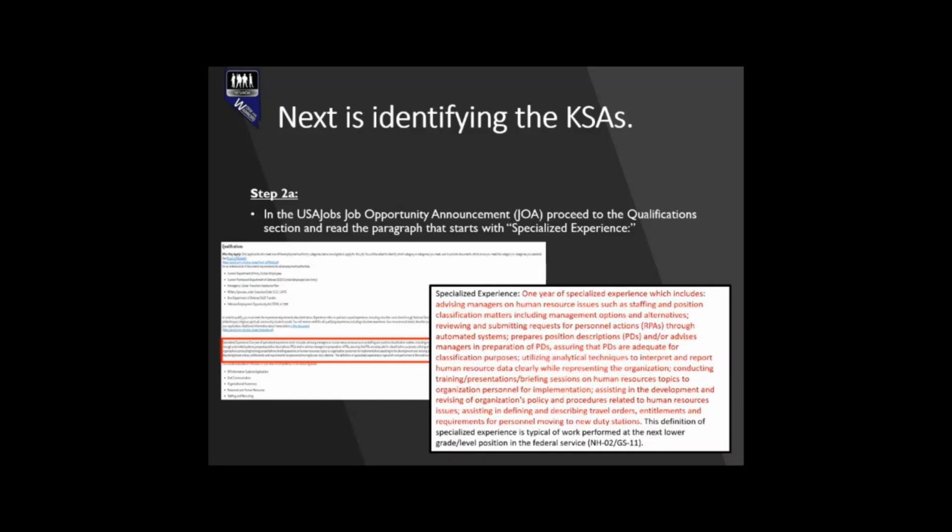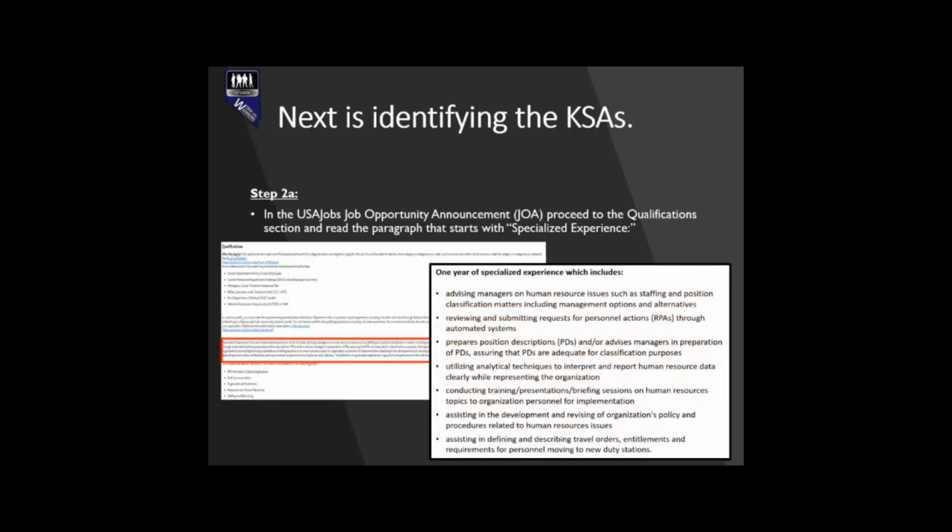So what we're going to do is we're going to highlight that experience, and then we're going to break it up into bullet points so that we can address each one of those things to say we have experience doing this, and we're going to make sure that we have 1 year of experience doing each one of these bullet points in order to qualify.